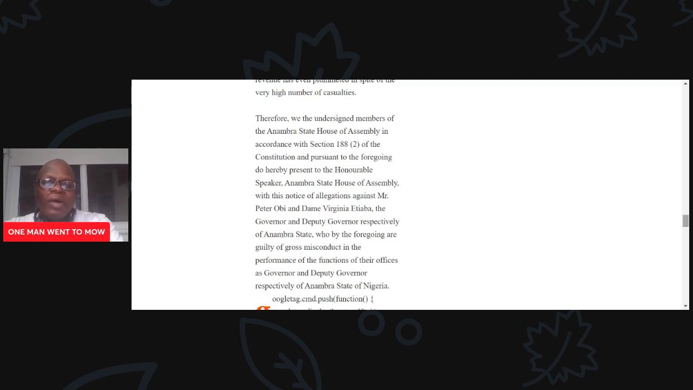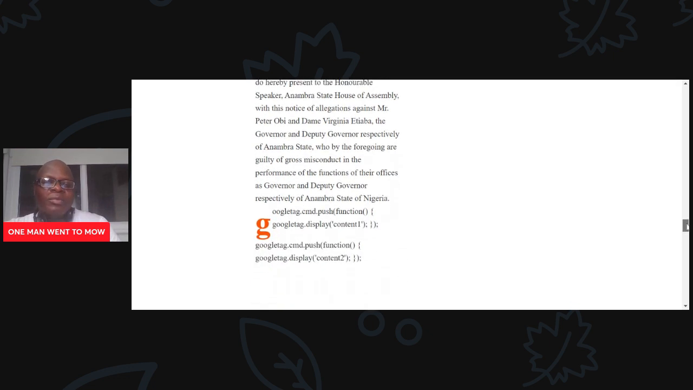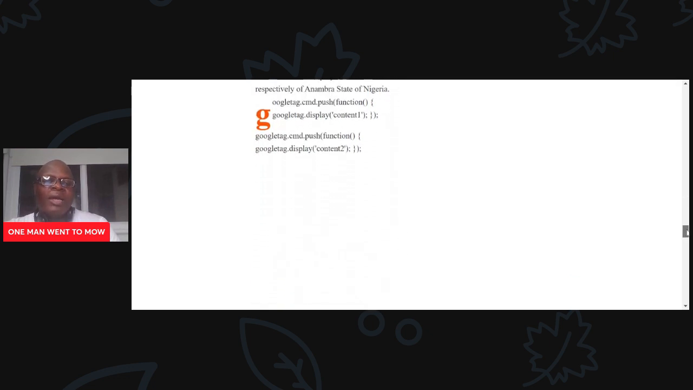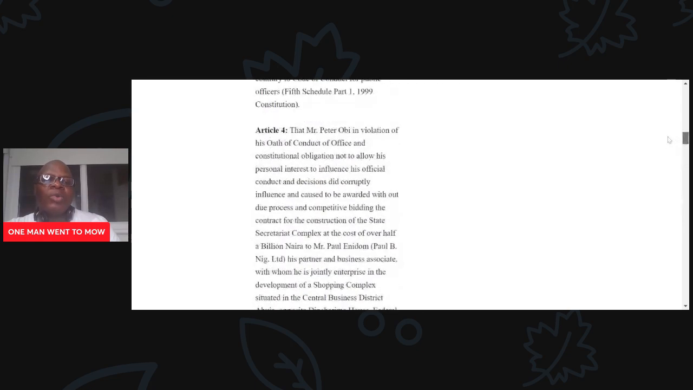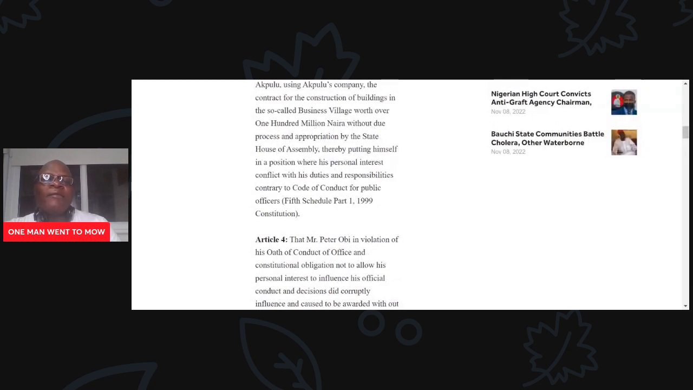with this notice of allegations against Mr. Peter Obi and Dame Virginia Atiaba, the governor and deputy governor, respectively, of Anambra State, who by the foregoing are guilty of gross misconduct in the performance of the functions of their offices as governor and deputy governor, respectively, of Anambra State of Nigeria. So there it is right there. So those were the charges levied against Peter Obi that led to his impeachment in around about 2006.